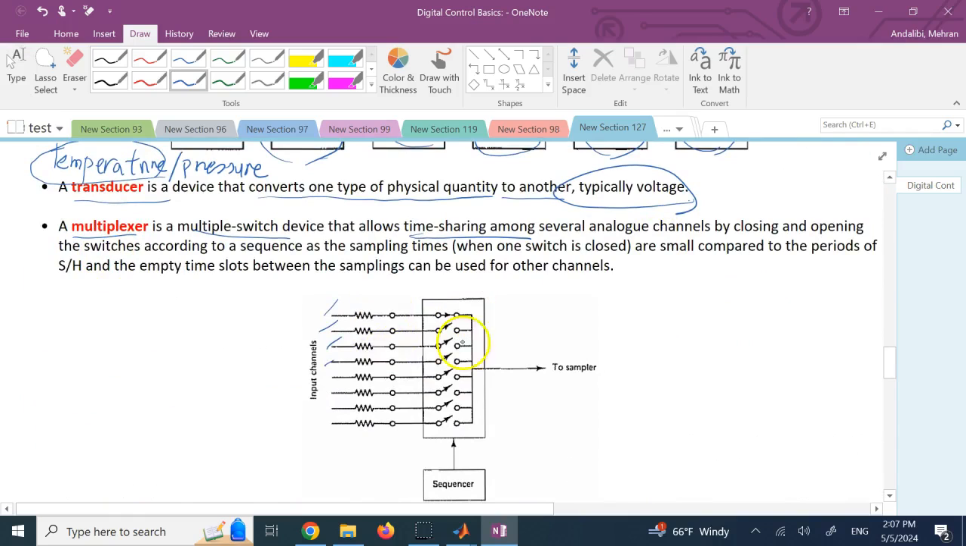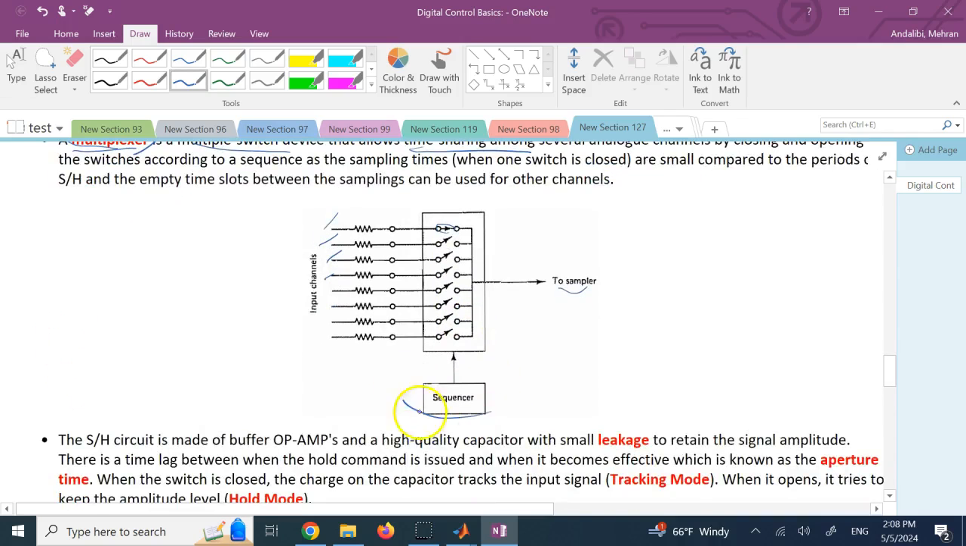So you use this multiple switch device, and each time you're going to only turn one of them on and the rest of them are off, or one of them closed, the rest of them open. So the signals are sent one at a time to the sampler and used, so your system can act faster. This device is called a multiplexer, and typically the order in which these switches are opened and closed is determined by a component called a sequencer. So we can either start with the first one and go all the way to the last, or we might use a specific order, maybe first one, fourth one, eighth one, then second one, fifth one, and so on.